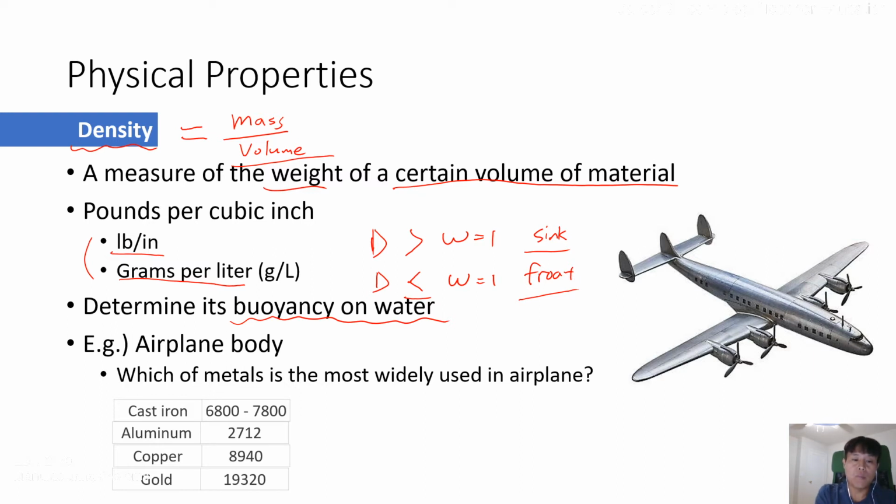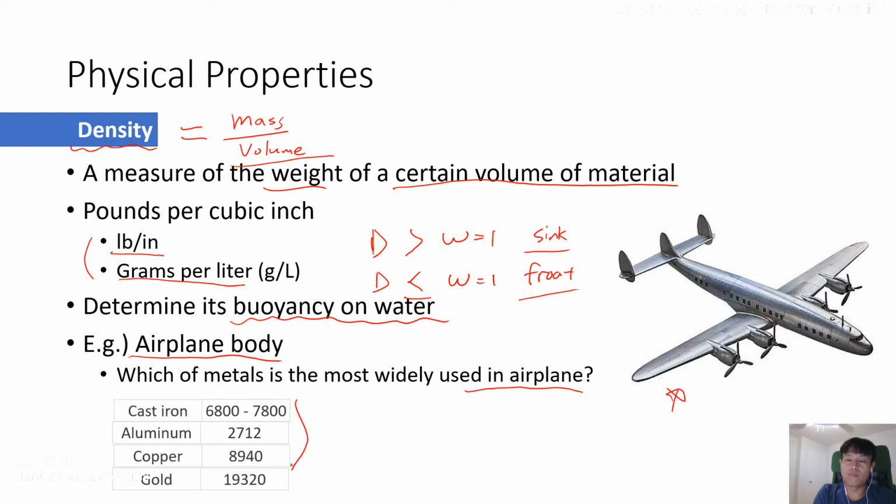And in the airplane body, I prepared this example. It's an example question. Which material is most widely used in current modern airplanes? And which material would you want to use for an airplane? Or which material do engineers want to use to build an airplane? Right? Let's look at it here.